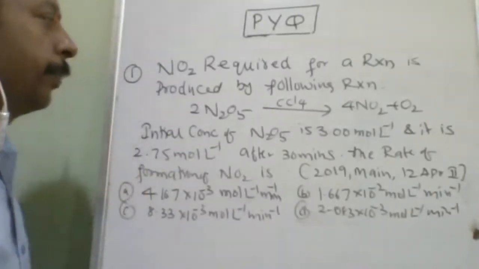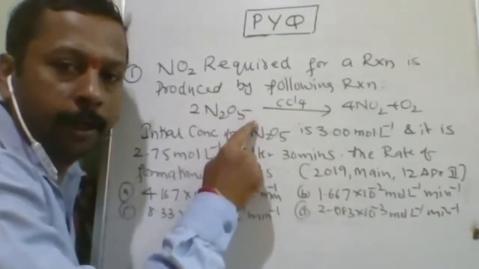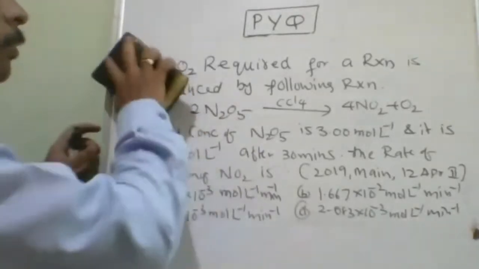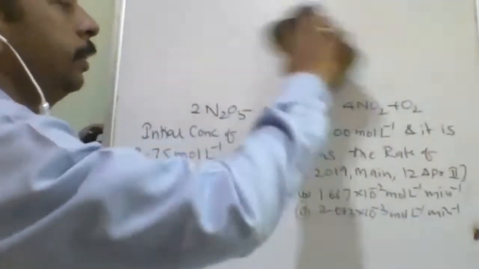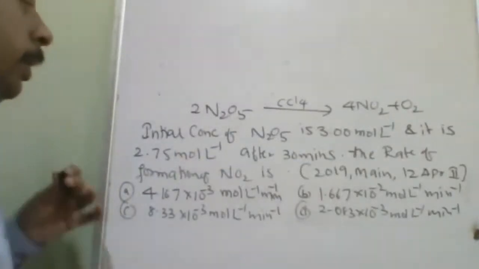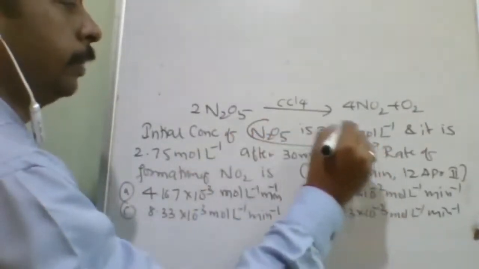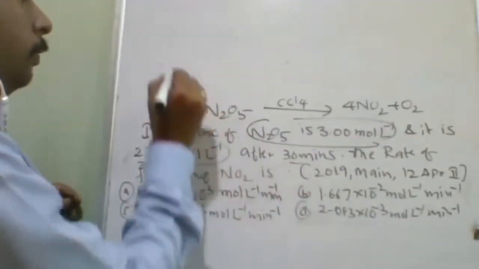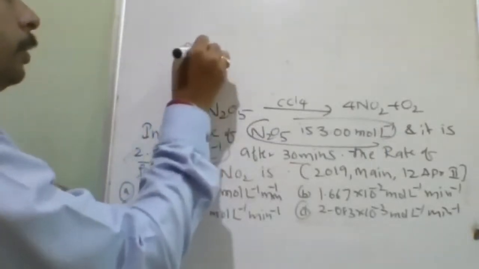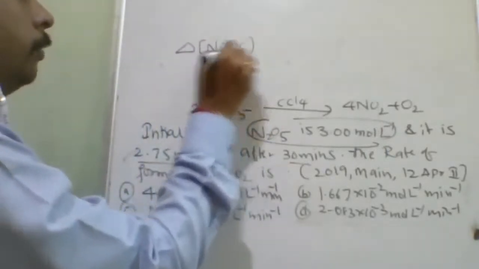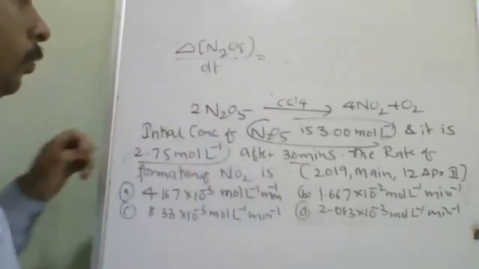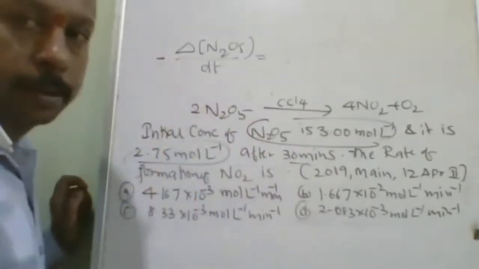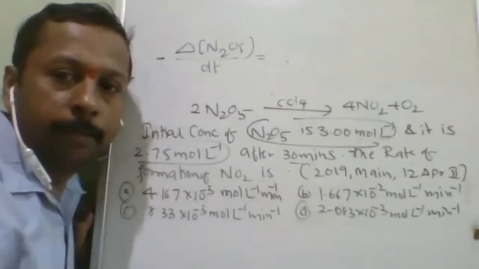Okay, listen carefully. Here with this equation, you have to frame your own formula. So for explanation, I am erasing this part. Here, the initial concentration of N2O5 is given, and after 30 minutes. So what we can write is the change in concentration, d[N2O5] by dt, is equal to the change in concentration, final minus initial. As it is a reactant, it is minus.